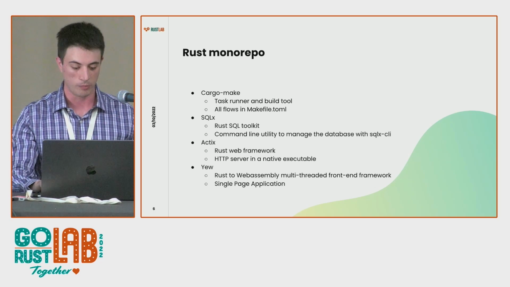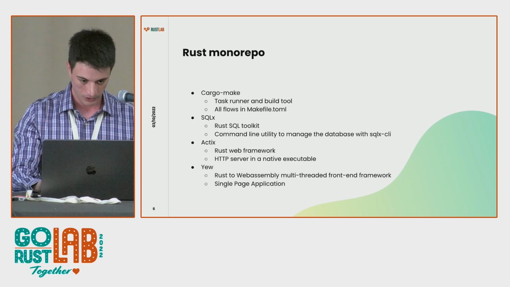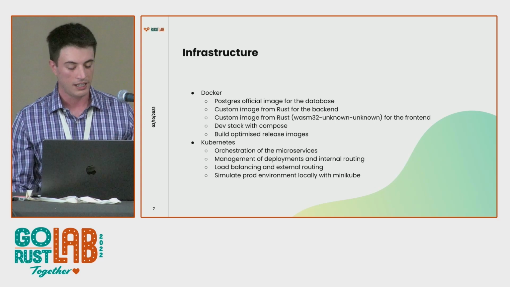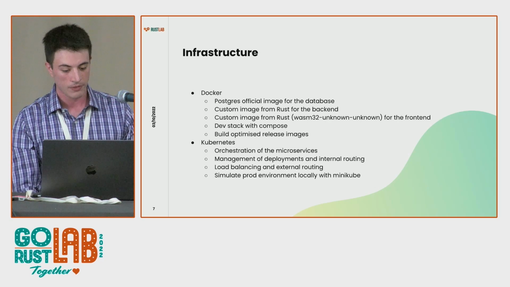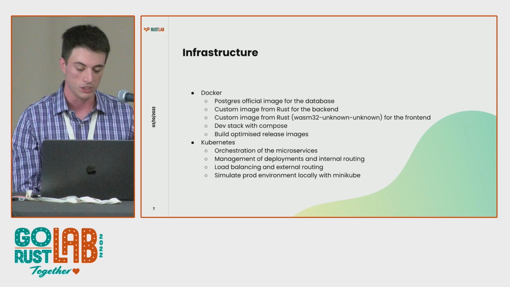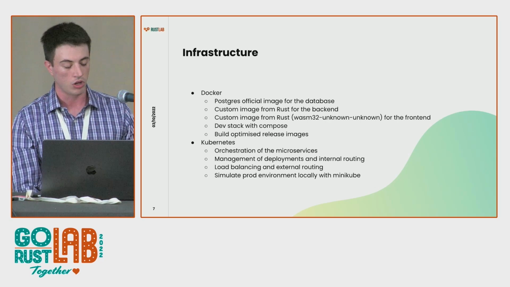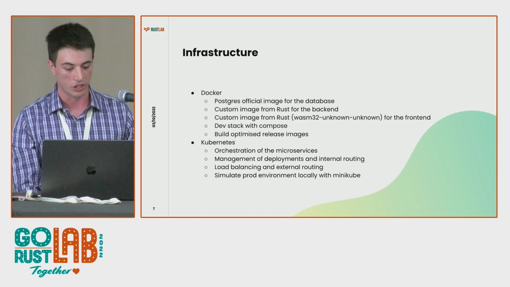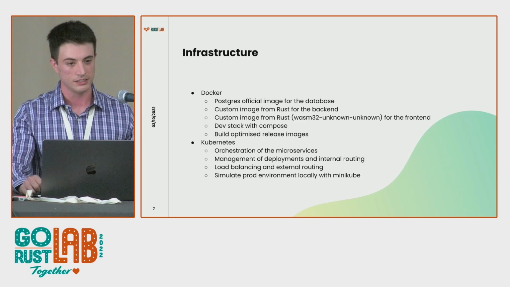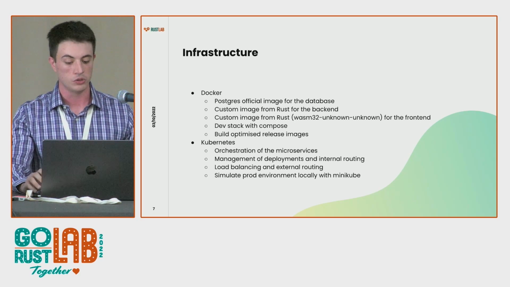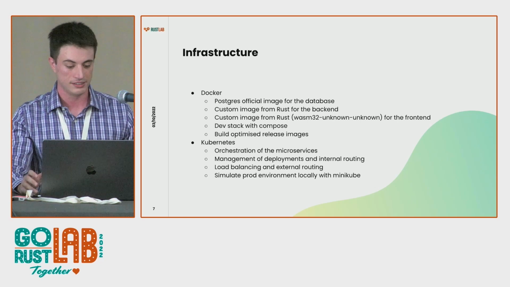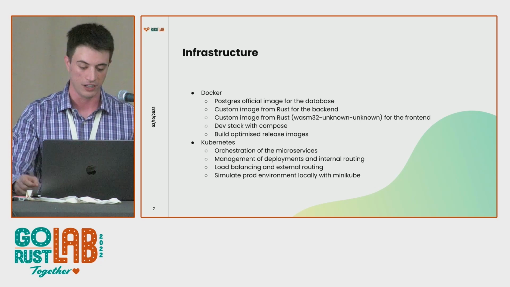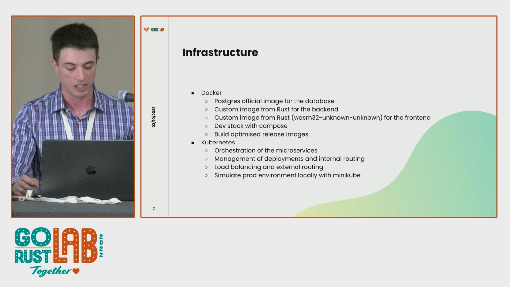On the infrastructural side, everything is containerized using Docker, and that allows me to run the dev stack locally using Docker Compose, and then also to build the release images that are going to be deployed through Kubernetes. And in particular, to test the production environment locally, we can use Minikube. So we can check if the Kubernetes setup is correct.